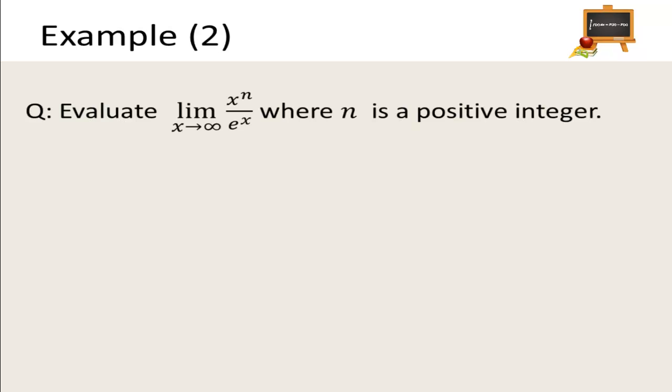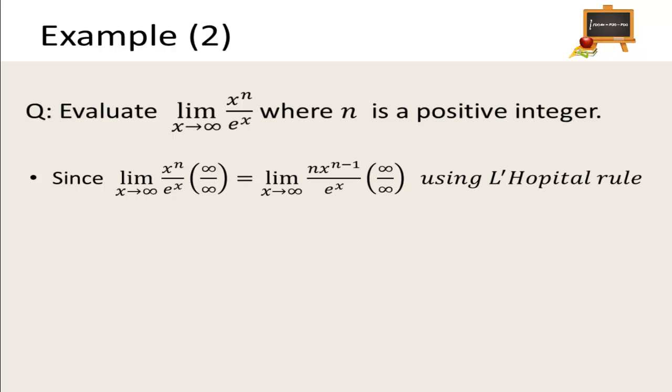It seems that you need more practice, so let's solve the next problem. The question says, evaluate the limit as x approaches infinity of x to the power n divided by e to the power x, when n is a positive integer. This limit has the indeterminate form infinity over infinity, so we could use L'Hopital's rule here. Actually, we need to use L'Hopital's rule n times.